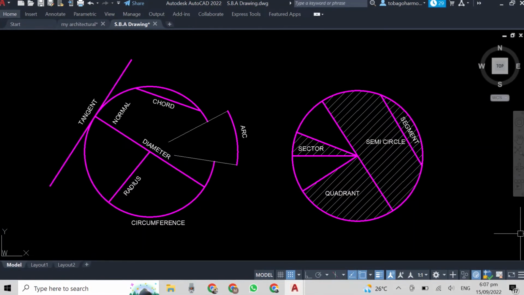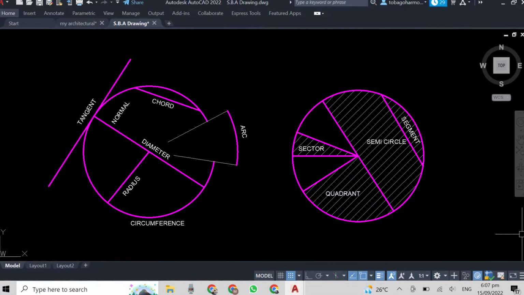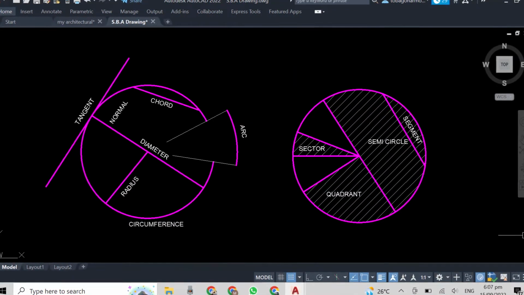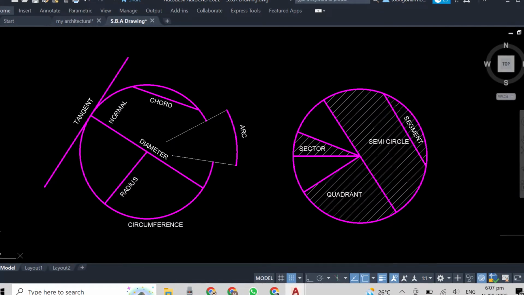In this video we are going to explore the parts of a circle and the definitions of these parts. Make sure you watch it till the end.